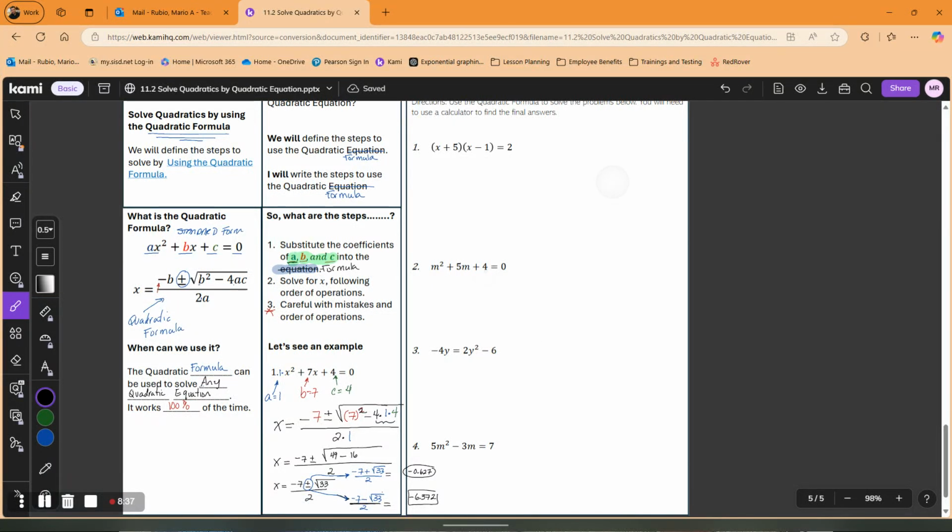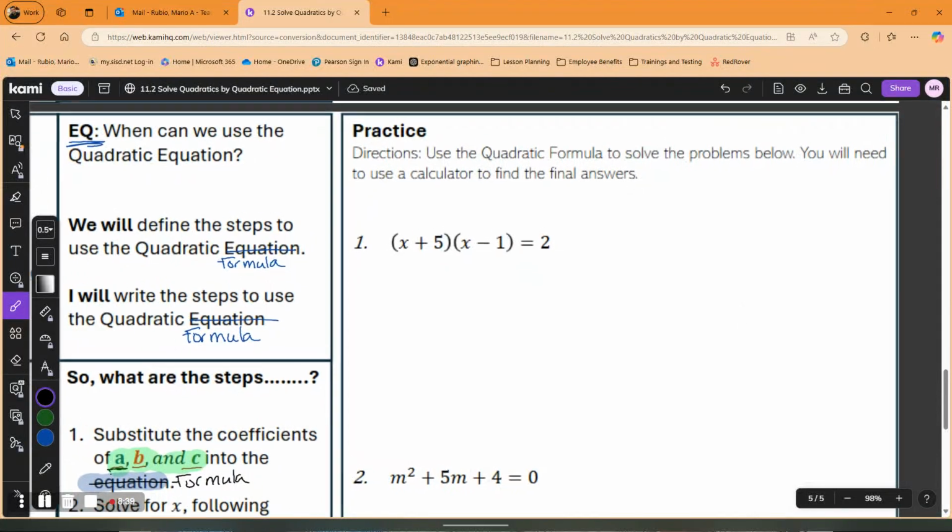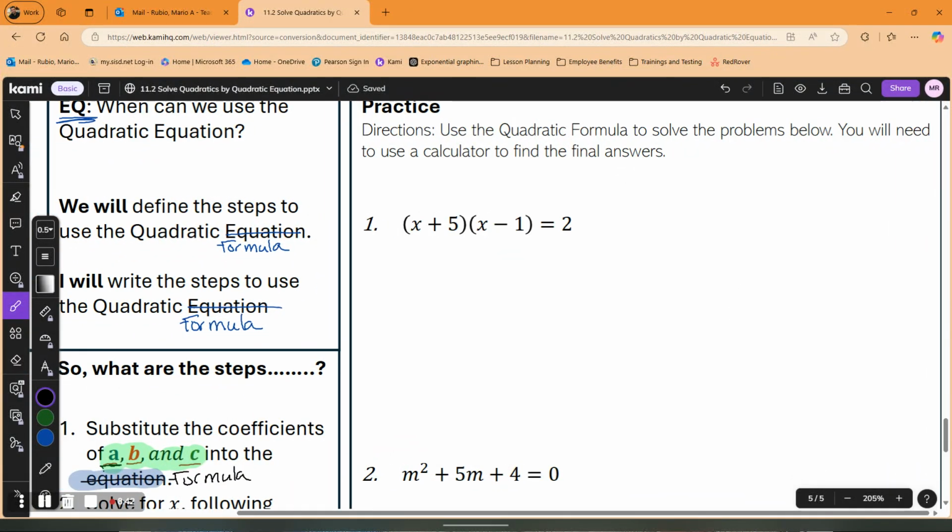Okay, the first things we need to do, let me go over a couple of notes for you. Use the quadratic formula to solve the problems below. You will need to use a calculator to find the final answers. The first thing that we need to know is you have to have it in standard form, which means you need all your x squared, your x terms, and your coefficients on the left side of the equal, and 0 or no numbers on the right side.